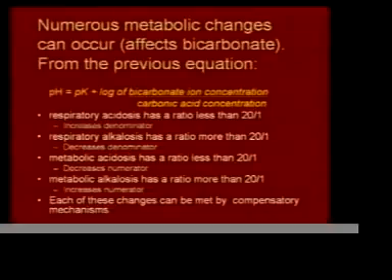So here's our equation. Let's take a look at respiratory acidosis. Respiratory acidosis has a ratio of less than 20 to 1. How do you get a ratio of less than 20 to 1? In this particular case, we said we can do two things. We can decrease the numerator or increase the denominator. Well, if it's respiratory, it's not going to have anything to do with this. It's going to have to do with this. Okay? So you're going to increase the denominator.